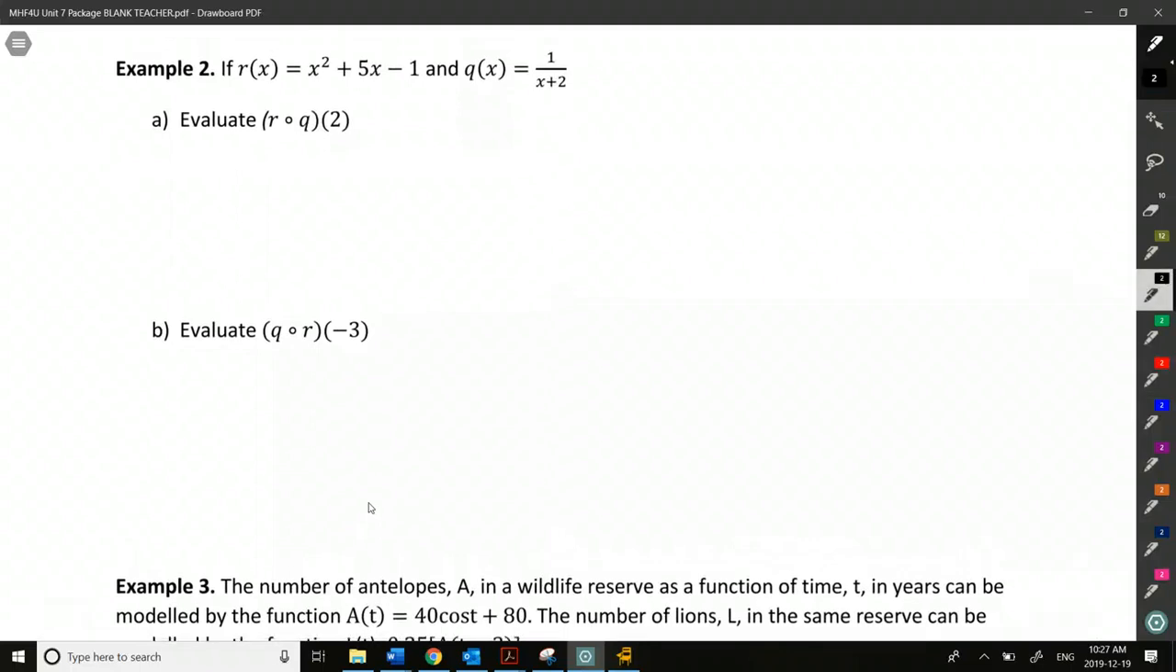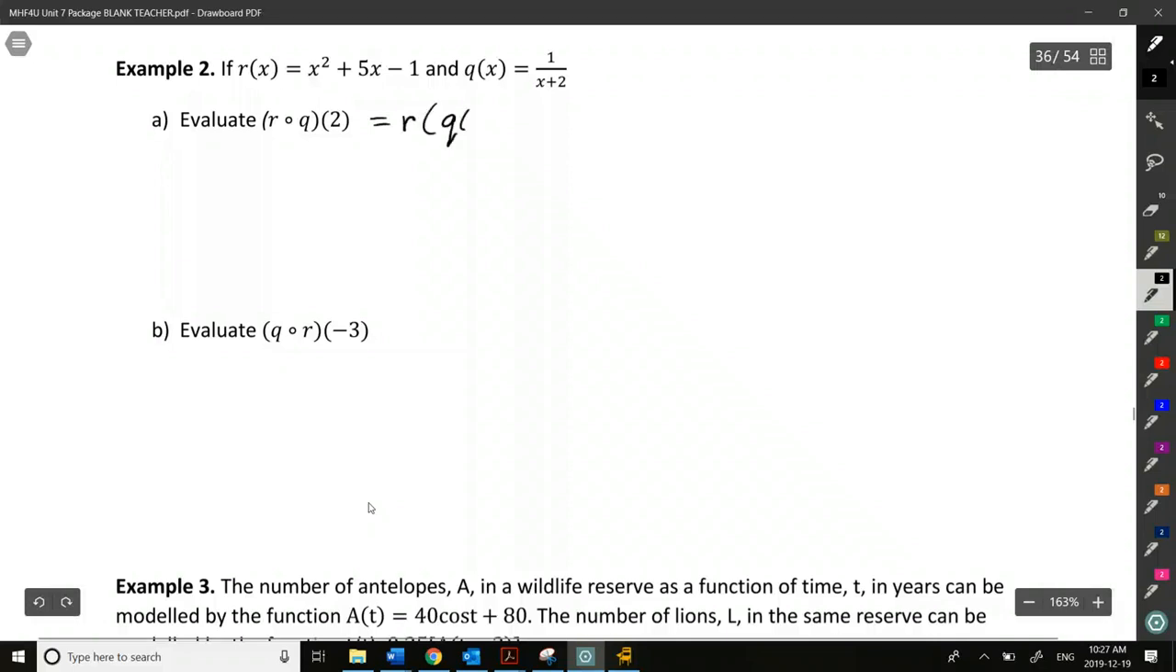R composite Q at 2. So what I want to evaluate is R, where Q equals 2. So firstly, if we find where Q equals 2, I might just even do that off to the side. I can just enter in 2 for the function Q, and I get 1/4. You can also do it inside this if you want. But now I know that I want to evaluate R at 1/4. Okay, and then I'm just going to put that into my function.